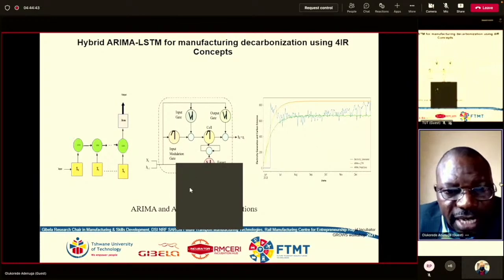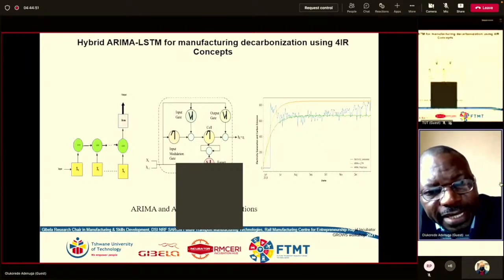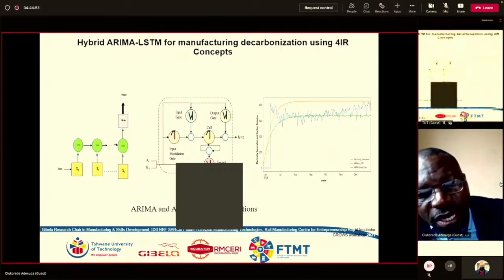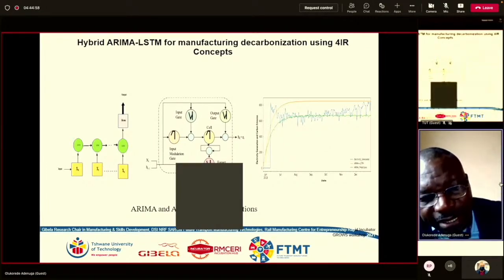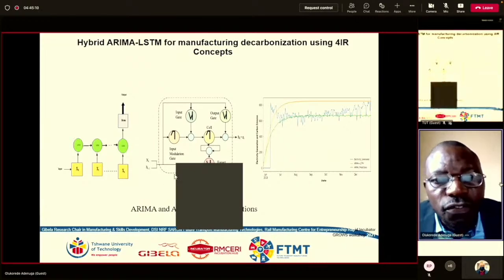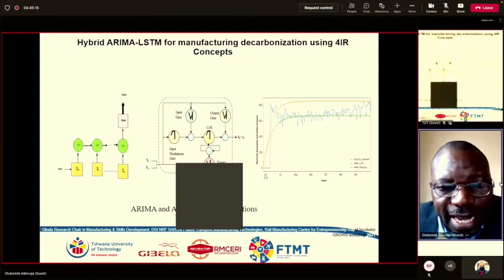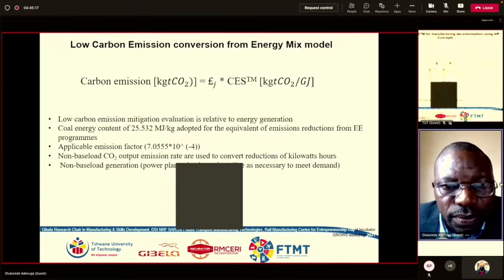And this is the architecture of the LSTM, which works based on getting a residual from the series, because ARIMA takes care of linear data, while LSTM handles the nonlinear data. So we have to bring the two together to be able to do our prediction perfectly. And that is the result from our PhD student who is working around energy efficiency and carbon emission.